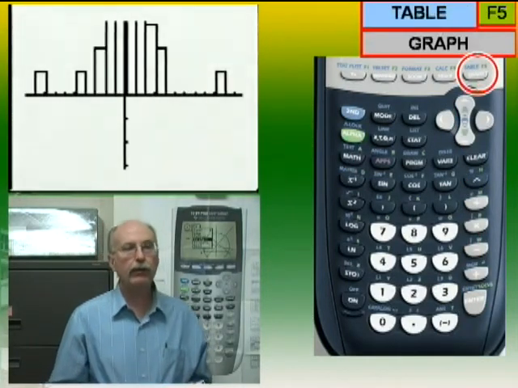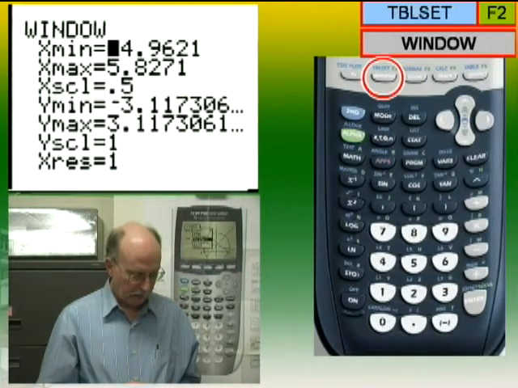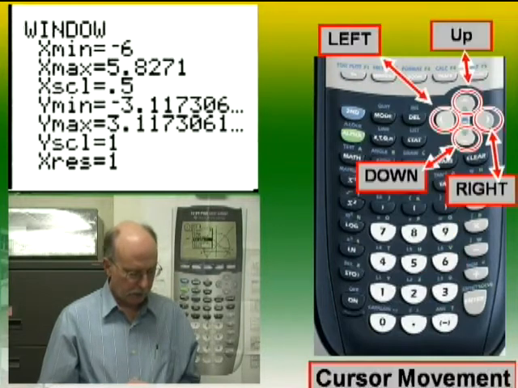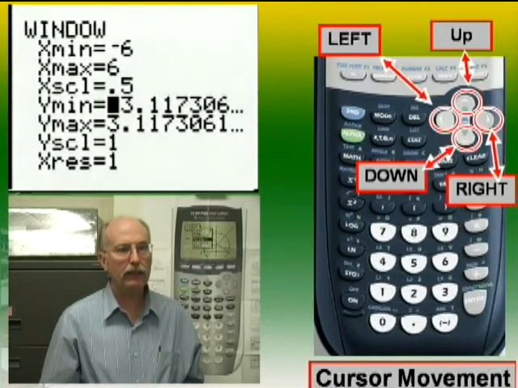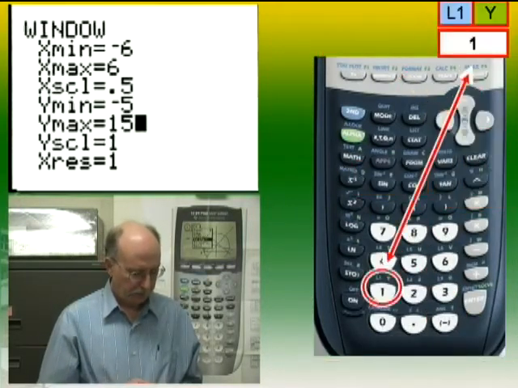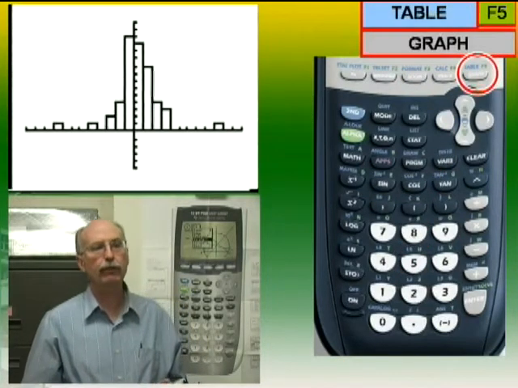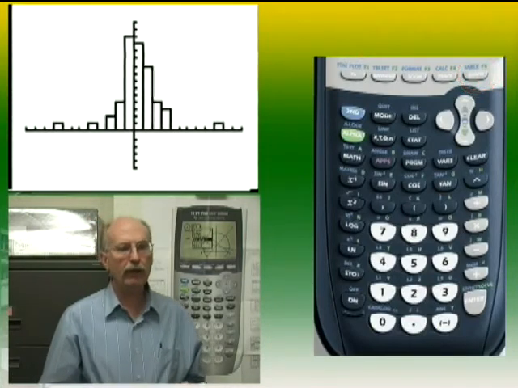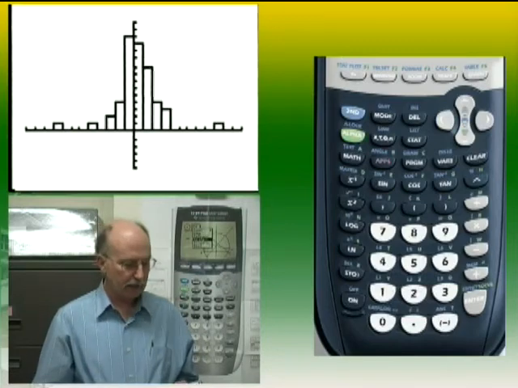Now this is a frequency histogram. And let's adjust the window from -6 to 6 with a half. And we're going to make the bottom -5 to 15 with steps of 1. And there's the graph we had before. And as I said, this is a frequency histogram. Well, if we wanted a relative frequency histogram, what we need to do is to have each of these divided by 50 entries, so we could scale it down.